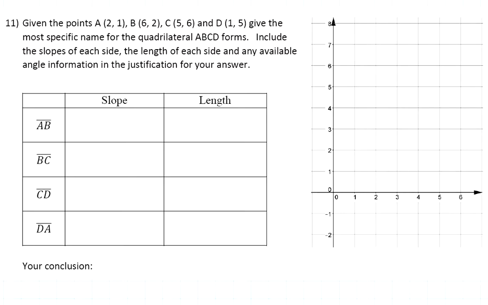Okay, in question number 11, we're given 4 points, A, B, C, D. And it says, give the most specific name for the quadrilateral that ABCD forms. Include the slope of each side, the length of each side, and any available angle information in the justification for your answer. So I'm being really, really specific here on what I want you to do.